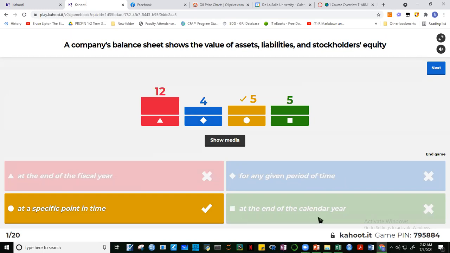So, pero mali itong at the end of the calendar year or at the end of the fiscal year, kasi hindi naman laging ganon. But the correct one is at a specific point in time, whatever that time is, no? Mali yung fiscal year, hindi kasi laging fiscal year. Hindi rin laging calendar year. But always, guys, always specific point in time. Now, mali ito for any given period of time kasi ang balance sheet point in time, hindi period of time. On the other hand, yung income statement, statement of cash flows, yun ang period of time for any given period of time.